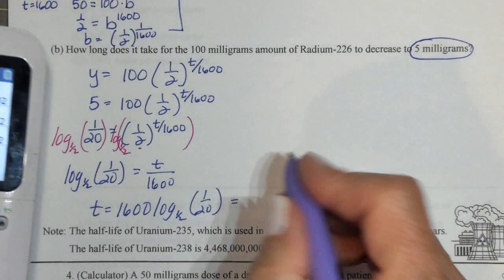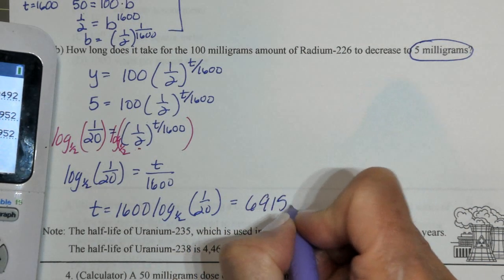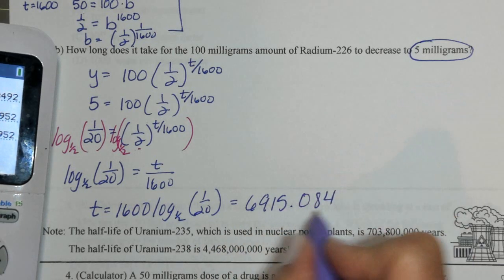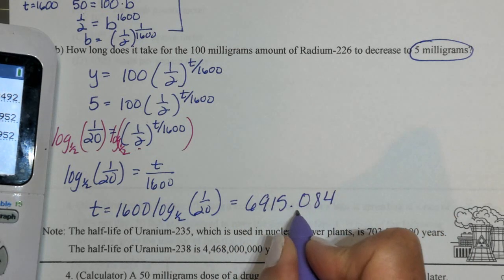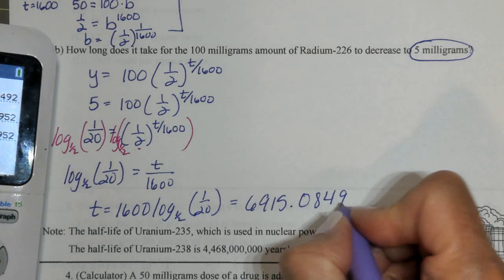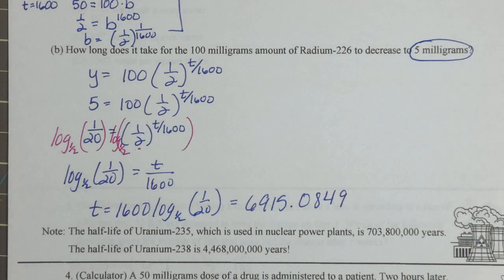Okay, so our answer is 6915.084, at least 3 digits after the decimal point. If you want to give more, give more. At least 3.